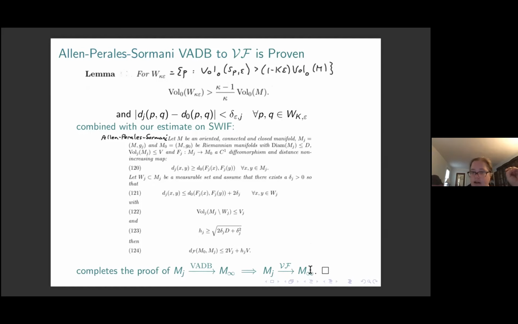And then to see that the volumes converge is not so hard because we can just estimate the volumes converge from the given information of our whole problem. Remember, we assume the volumes converge. So that gives us the volume preserving intrinsic flat convergence. Any questions?